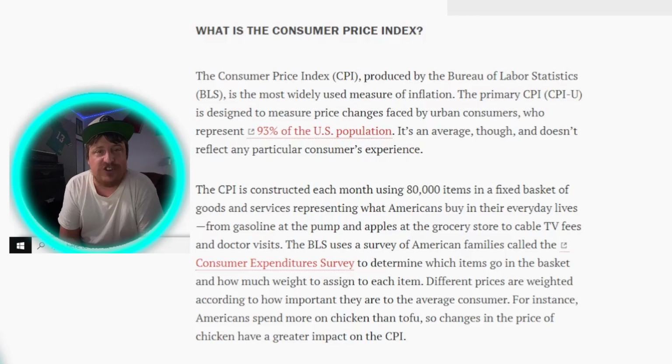The CPI is constructed each month using 80,000 items in a fixed basket of goods and services, representing what Americans buy in their everyday lives, from gasoline at the pump to apples at the grocery store, cable TV fees, and even doctor visits. The BLS uses a survey of American families called the Consumer Expenditures Survey to determine which items go in the basket and how much weight to assign to each item. Different items are weighted according to how important they are to the average consumer. For instance, Americans spend more on chicken than tofu, probably because chicken is better, so changes in the price of chicken have a greater impact on the CPI.